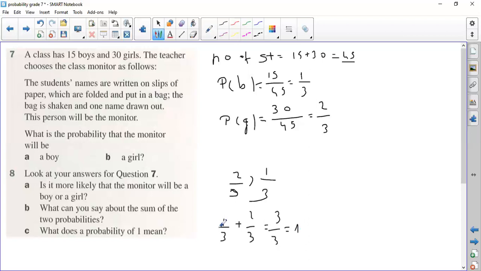So since the sum of these ones is 1, it means that the monitor will be one of the students of this class. This one is certain. It will be a boy or a girl, but it will be one of them. That's why this one is a certain event, and the probability will be 1. These ones are the exercises that we solved for today.